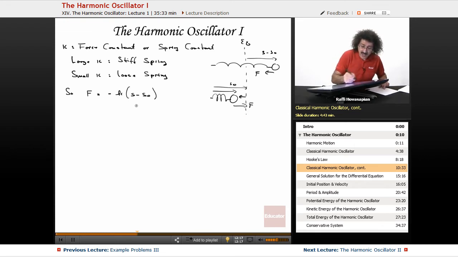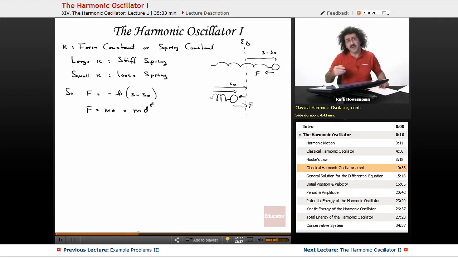Okay, so we have this. Well, we also know from Newton's second law that force equals the mass times the acceleration, and it equals the mass times, well, the acceleration is the second derivative of the displacement. So the displacement is s. The first derivative of that is going to be the velocity. The second derivative is going to be the acceleration. So we can write m d squared s over dt squared.